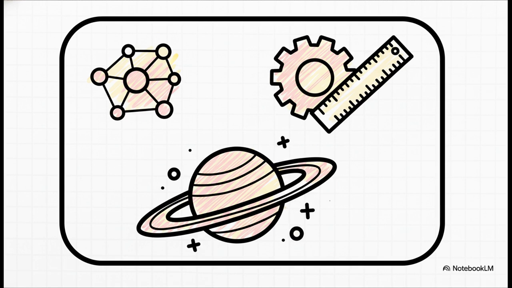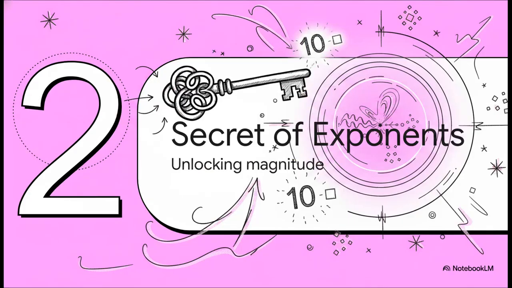Or think about astronomy. If we're comparing planetary sizes or measuring those mind-boggling distances between galaxies, you're dealing with numbers so huge they'd take up an entire page just to write out normally. Scientific notation compresses all that into something manageable, giving us the power to truly grasp the spectacular scale of the universe. Which brings us to Section 2, the secret of exponents.